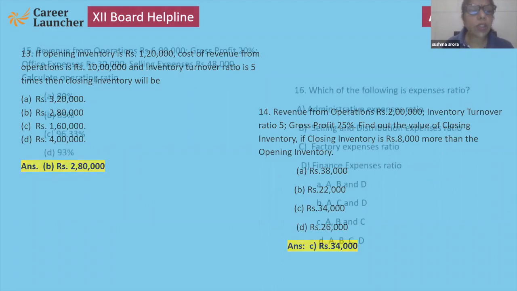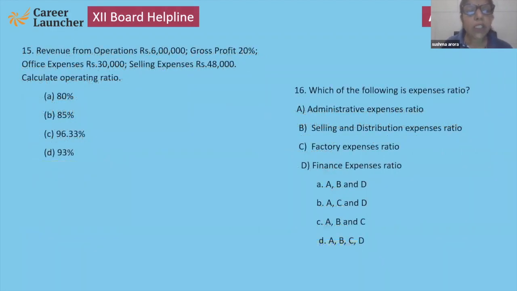Yes. Next. RFO 6 lakh, gross profit 20%, office expenses 30,000 and 48,000. Calculate operating ratio. Don't be confused that RFO is used only for inventory turnover ratio. That will be operating ratio. Okay. Yes, children. Now do that. Operating ratio. How to calculate operating ratio, children?